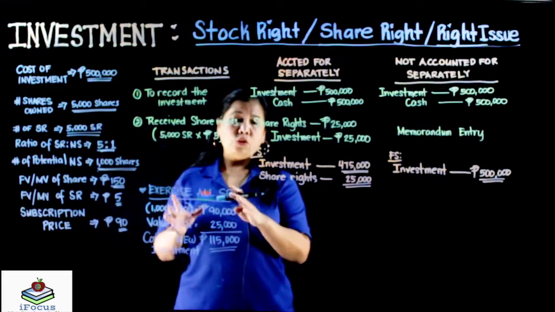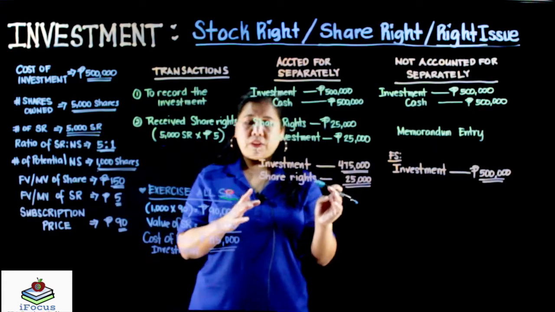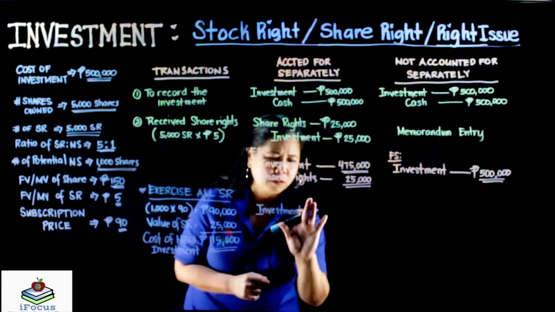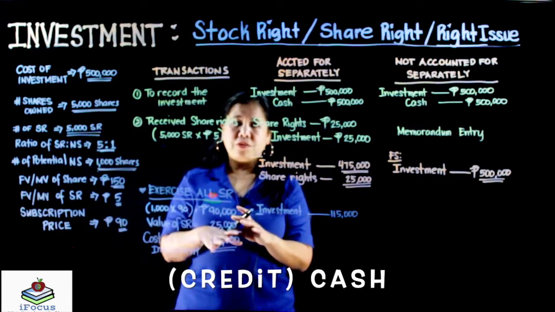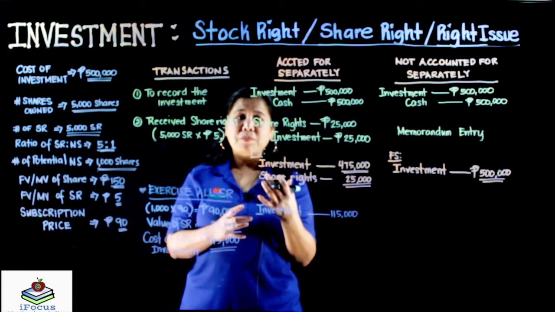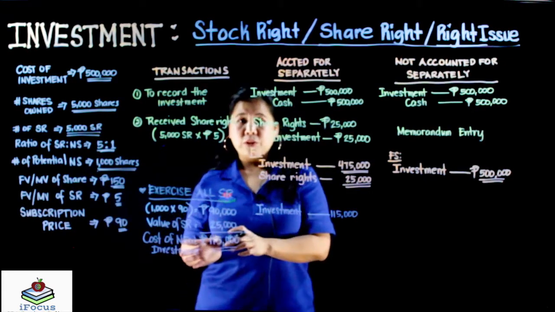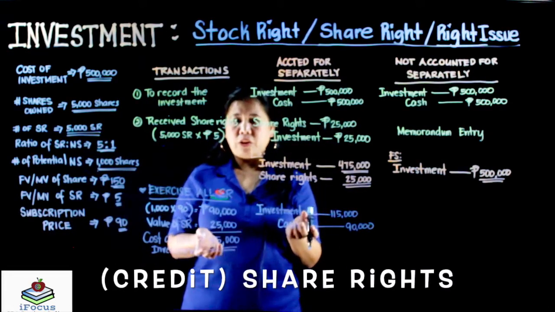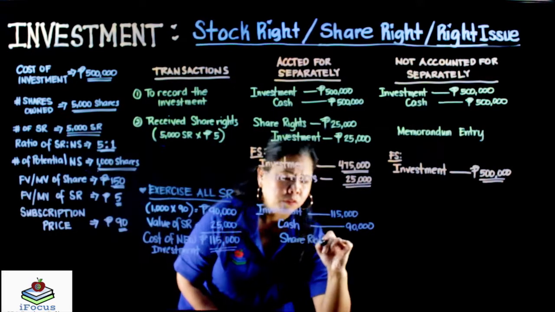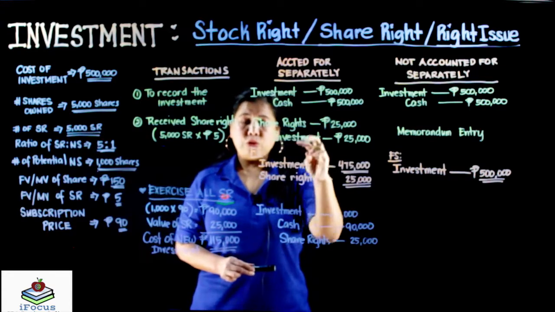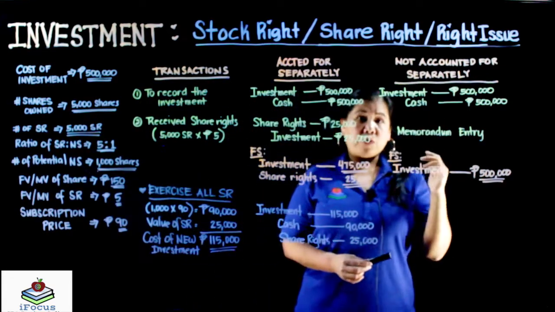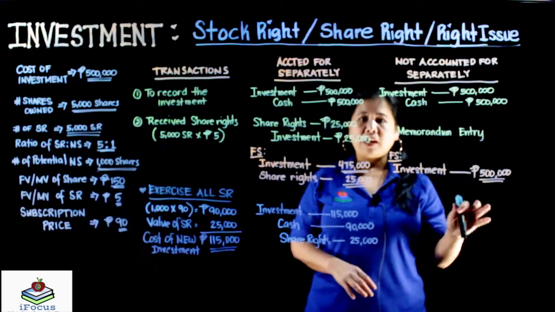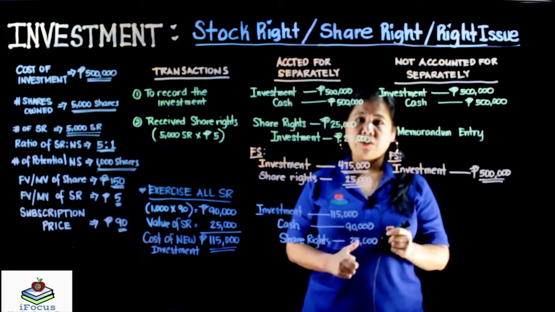So, ang value ngayon ng ating new investment or new shares ay 115,000. To record this new investment on accounted for separately, we debit our investment account or our investment in shares. Then we credit our cash of 90,000. Yan yung ibinayad ni A&D Company kay investee nung in-acquire niya yung 1,000 shares. Then another credit for the share rights. Dahil in-exercise mo na siya, kailangan i-zero out na natin. So, yan ang ating entry sa accounted for separately. Under not accounted for separately, ang investment niya ngayon ay debit to investment of 90,000 and credit to cash of 90,000.